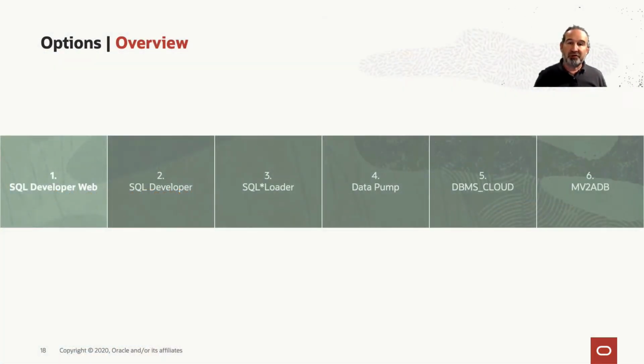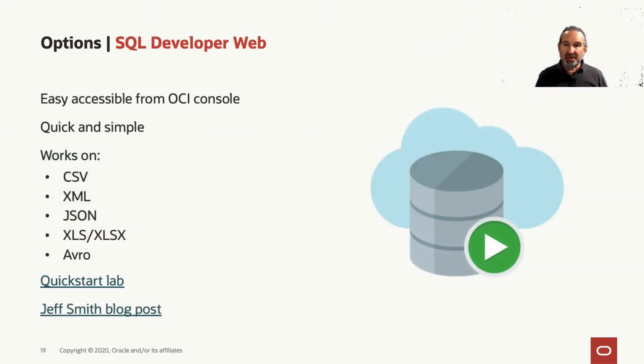So let's start with the first thing here, the SQL Developer Web. The SQL Developer Web is on the OCI console already, as the name says. So you just easily access it via the OCI console. It's very quick, very simple. And you can load CSV data, so comma-separated files, XML, JSON, and of course Excel as well.